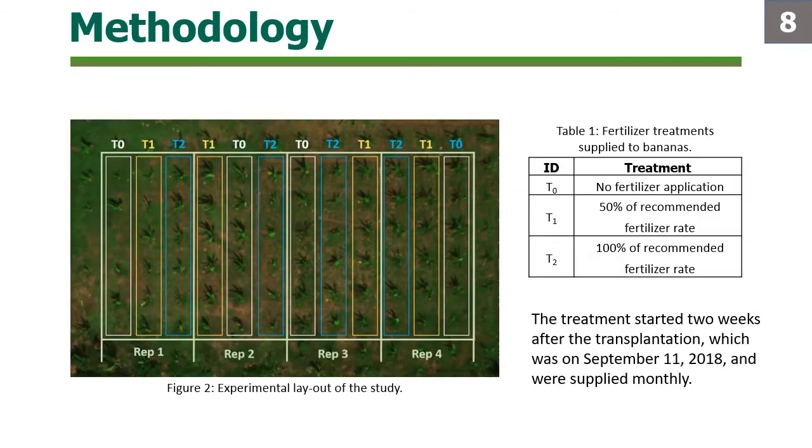Here's the experimental layout of the study. T sub 0 refers to no fertilizer application, T sub 1 refers to 50% of recommended fertilizer rate, and T sub 2 refers to 100% of recommended fertilizer rate. The treatment started 2 weeks after the transplantation, which was on September 11, 2018, and were supplied monthly.